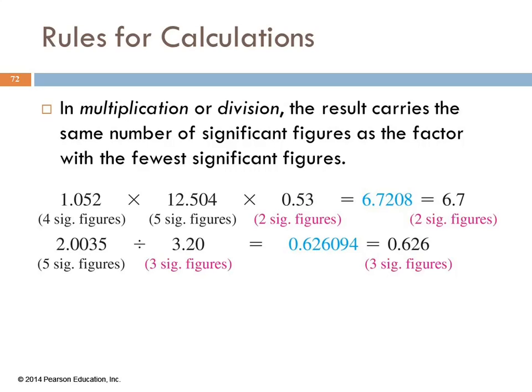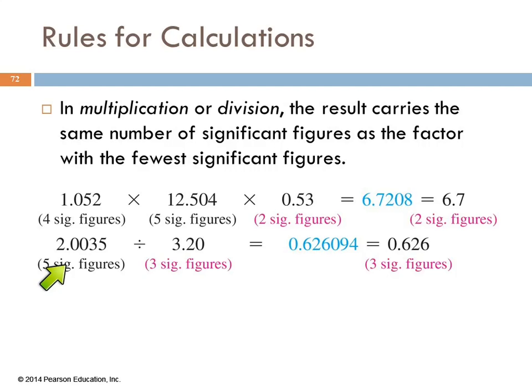And then, this is so hard. What's smaller, 4, 5, or 2? 2. So we're going to go with 2. So we're going to take this 6.7, we're going to keep the 6 and the 7, we're going to drop the 2. And the rounding rules apply. So 2 is less than 5, we just chop everything off, and our answer is 6.7.